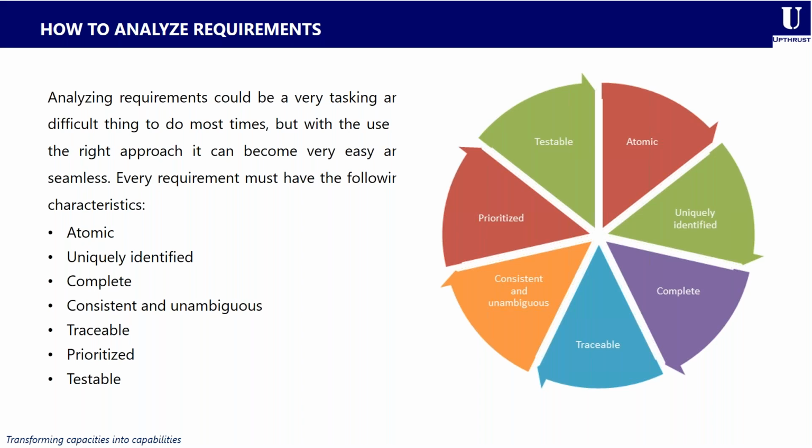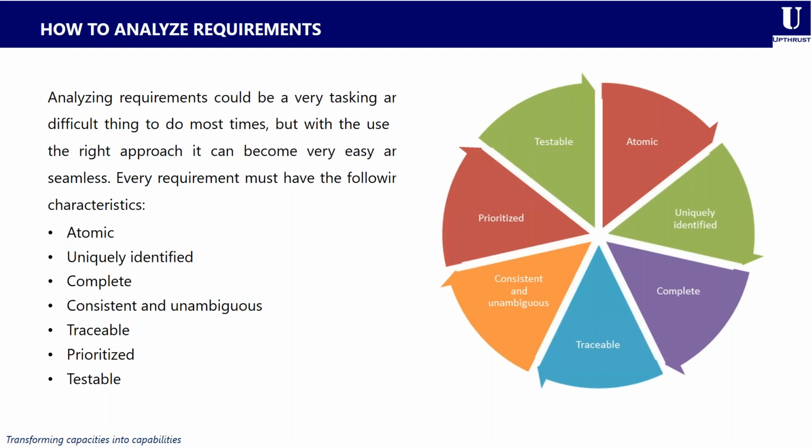So for us to say that this requirement has been analyzed, or how we've actually analyzed a particular requirement, we need to ensure that the requirement has these following characteristics. The first on the list is that your requirement needs to be atomic. And after being atomic, it needs to be uniquely identified. It needs to be complete. It needs to be traceable. It needs to be consistent and unambiguous. It needs to be prioritized, and it needs to be testable.